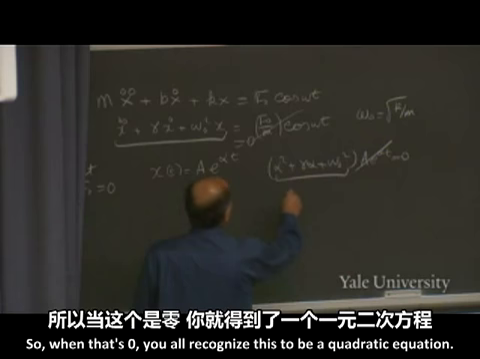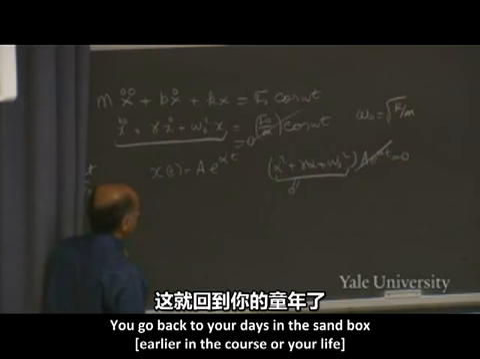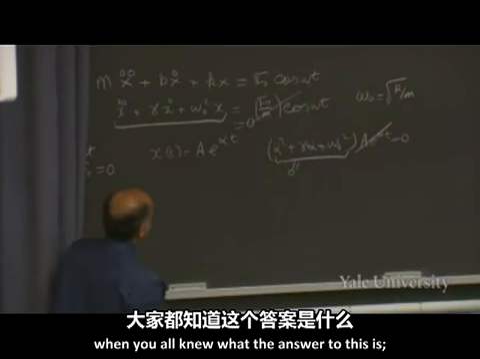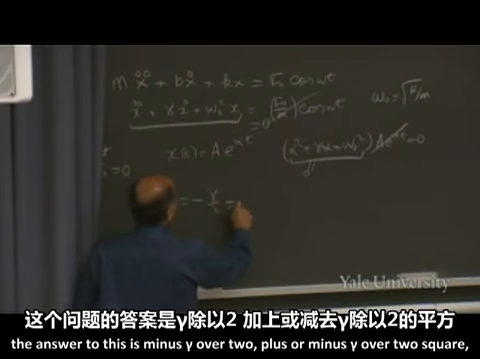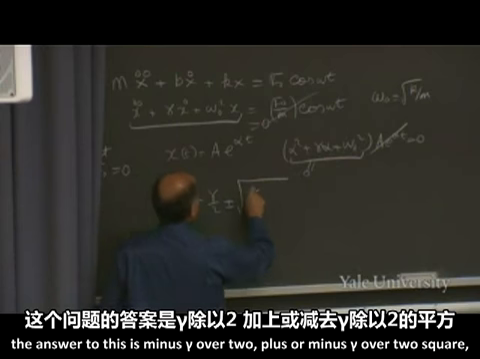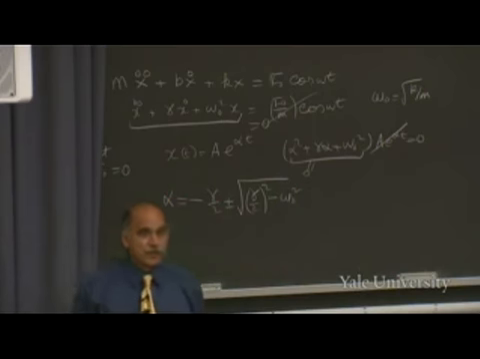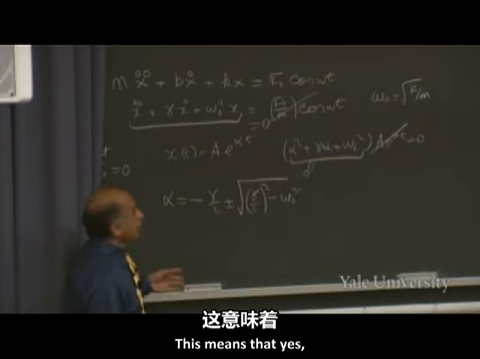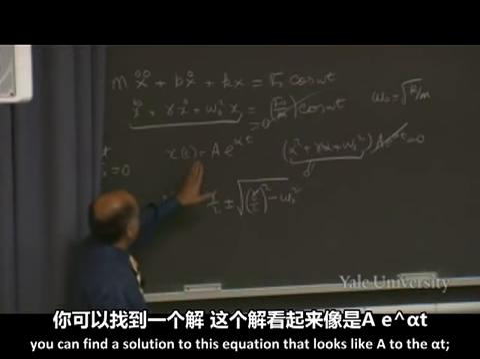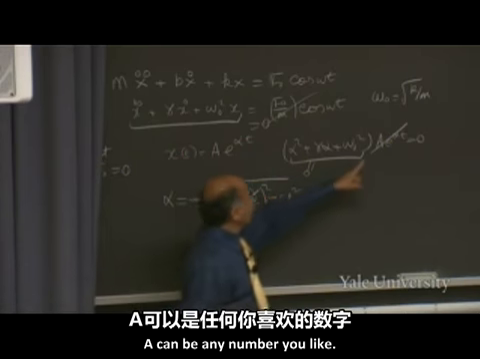So if that's 0, you all recognize this to be a quadratic equation. You go back to your days in the sandbox when you all knew what the answer to this is. The answer is minus gamma over 2 plus or minus the square root of gamma over 2 squared minus omega naught squared. These are the roots. Now, what does this mean? This means that yes, you can find a solution to this equation that looks like a e to the alpha t. A can be any number you like.